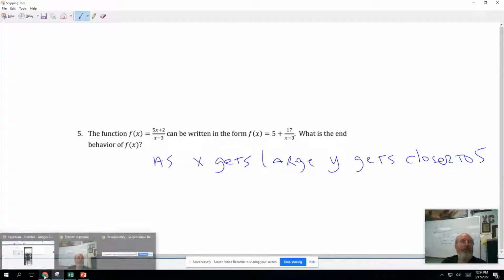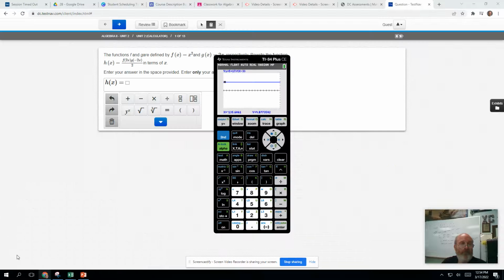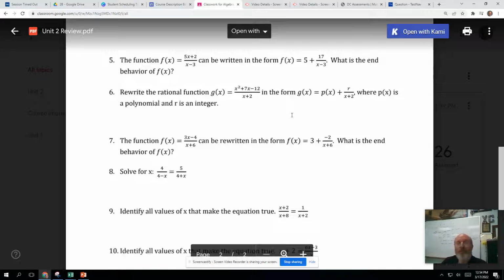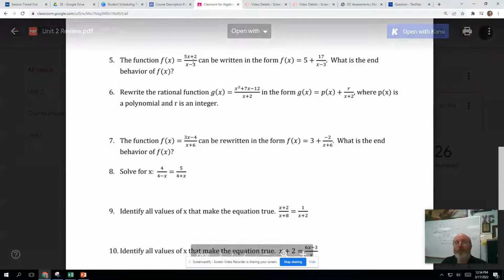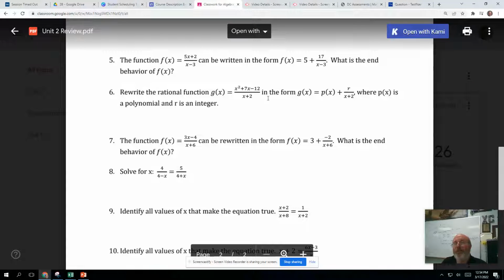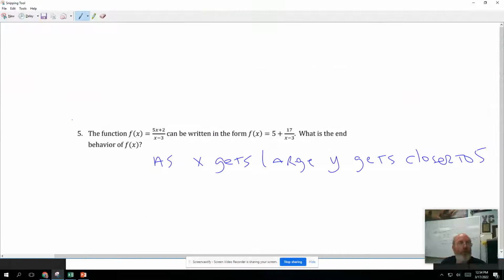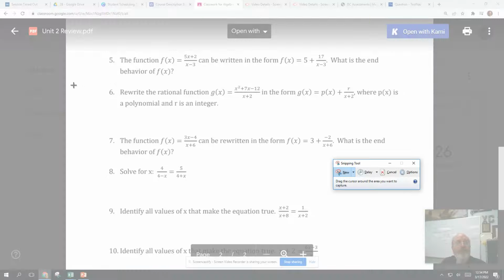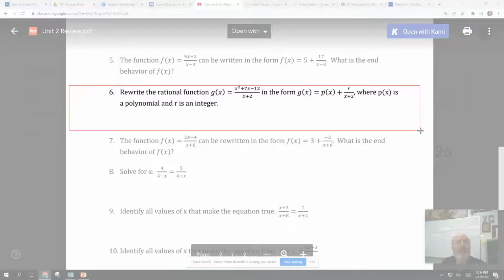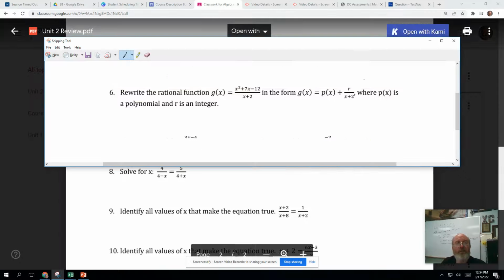You said number 6, y'all want to see? Oh, now we get to rewrite it in that form. Look, this function is rewritten in this form. We're going to rewrite this function in that form also. This is fun because you get to do your division. Everybody loves division, right?